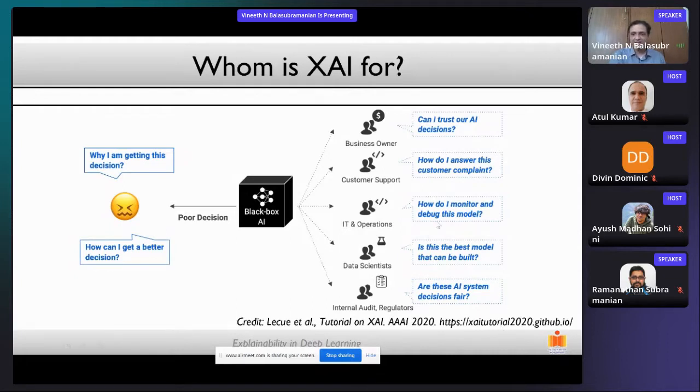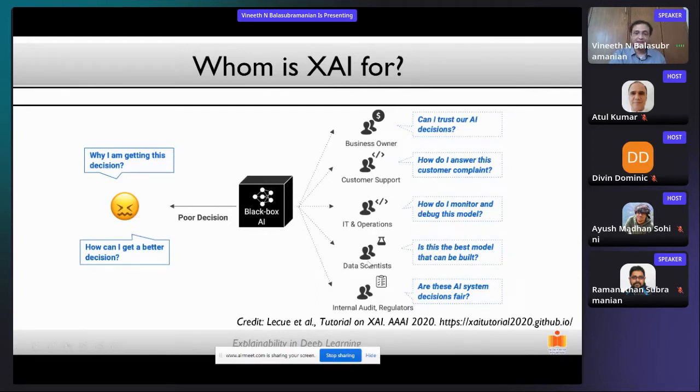So here is an example that was taken from a tutorial on XAI. If a business owner was using machine learning to make certain decisions for a business, the business owner may just want to know whether he or she can trust the decisions made by the machine learning model. If it's a customer support agent who's using a chatbot and wants some explanations, they may want to know, how do I answer this customer complaint? That's what a customer support agent may seek from an explainable chatbot. A person working in IT ops may want to know, how do I monitor and debug this model if it makes mistakes? That's what explainability could mean to them.